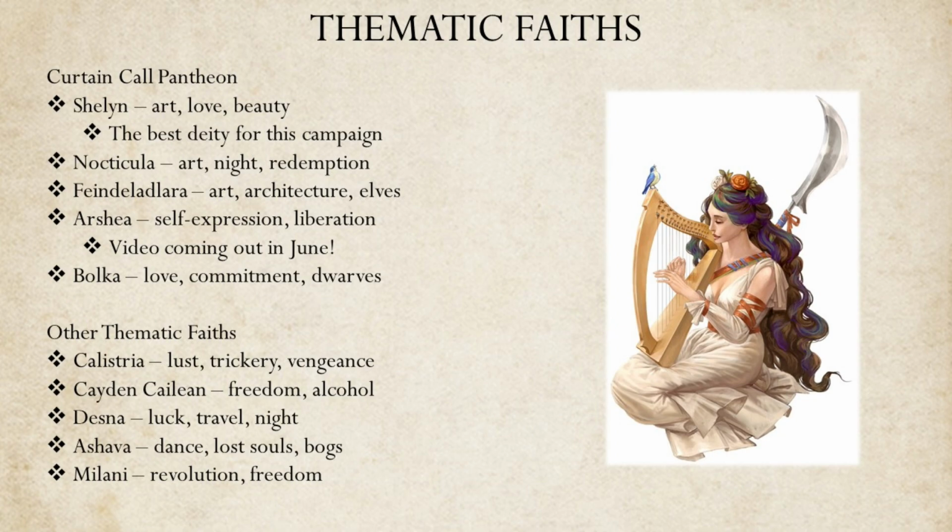Cayden Cailean, meanwhile, is celebrated by all of Kintargo for his emphasis on freedom and the overthrow of tyrants. His free-spirited nature is beloved by theatergoers and theatrical professionals alike, and his faith played a significant role in Kintargo's successful revolution against Cheliax. Desna, goddess of luck and travel, also encourages artistic pursuits in her followers, and has a deep love for both art in general and Shelyn in specific.